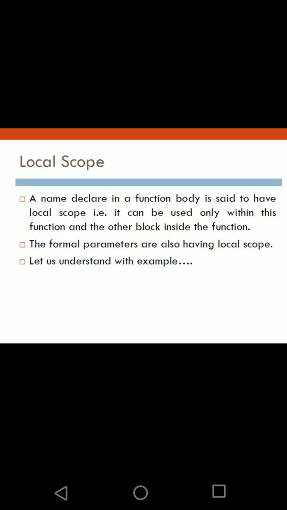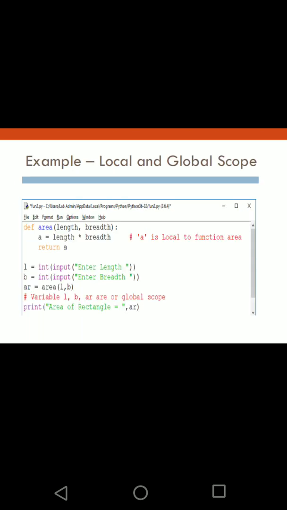Now coming to the local scope: the variables that are defined inside the functions have local scope, or they are known as local variables. The formal parameters are also having local scope. You know what formal parameters and actual parameters are. We'll see with an example.